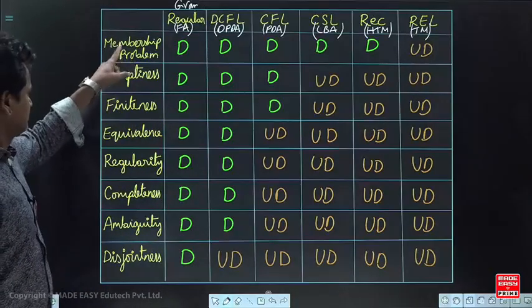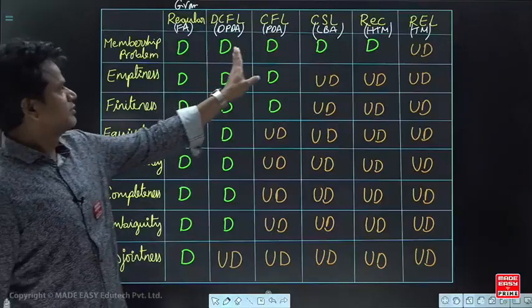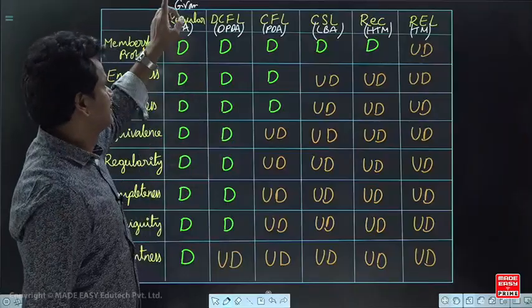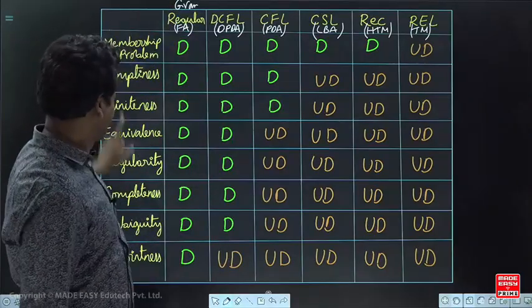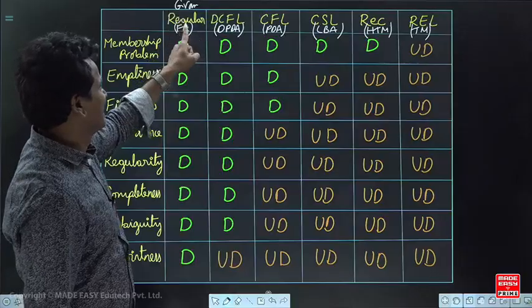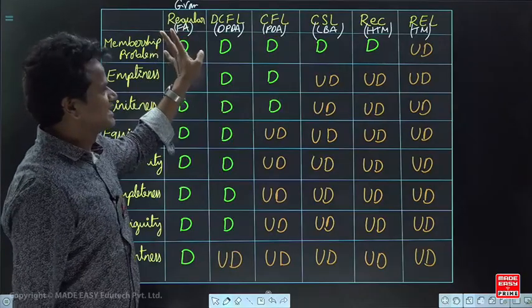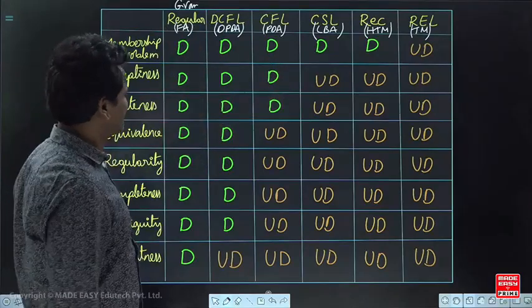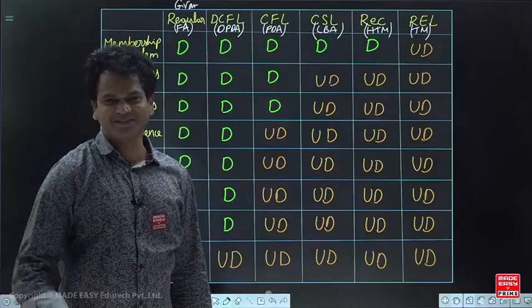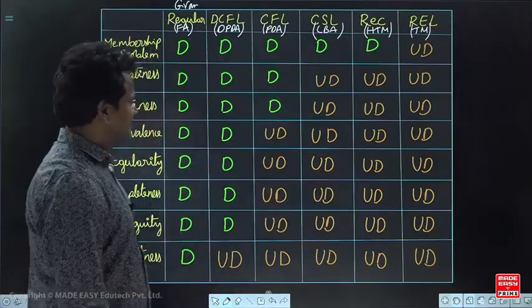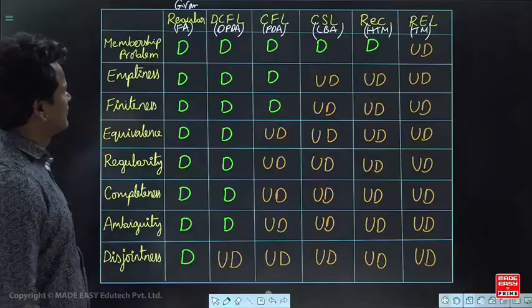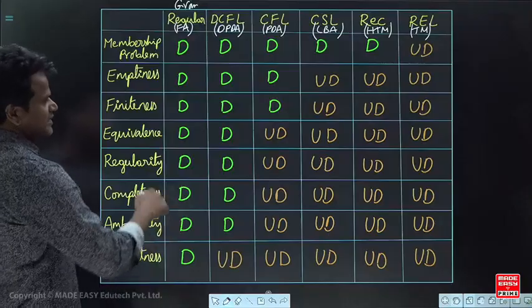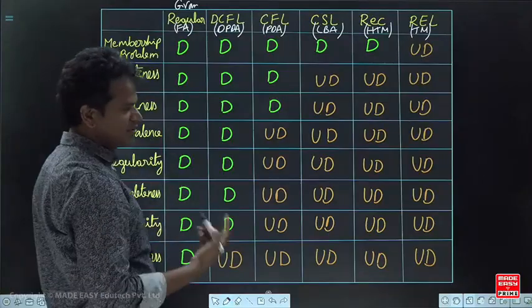How many problems do we have? 8 into 6, 48. Actually, 8 problems we can apply on grammar, language, and machines. So 3 into 6, how many? 48 into 3, so 96 plus 48, whatever you count. I think 120, 144. 144 problems we have. Not only that, guys, the complement also we can do.